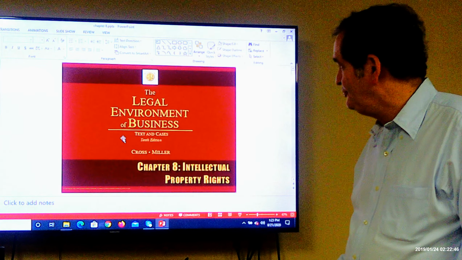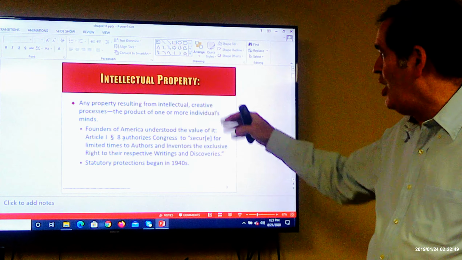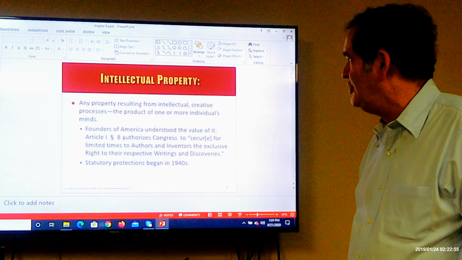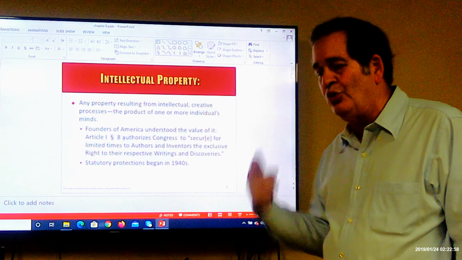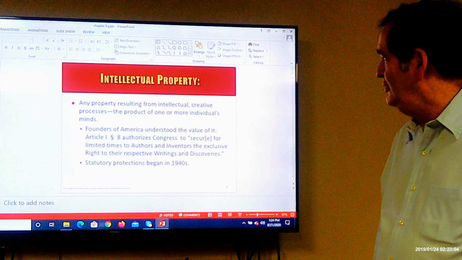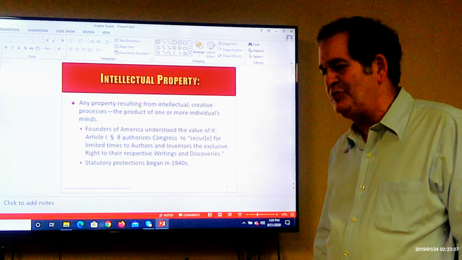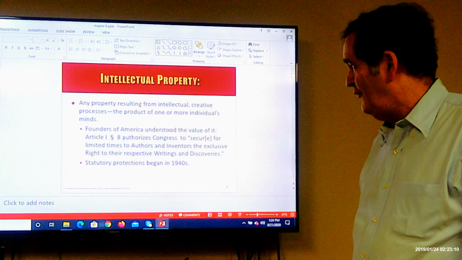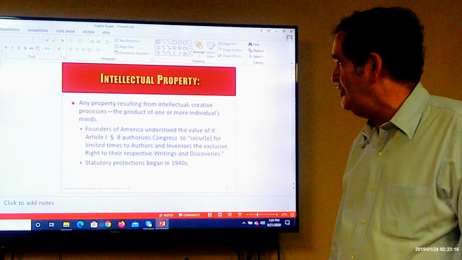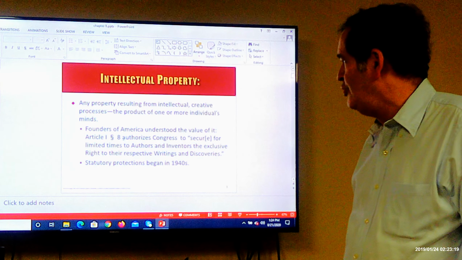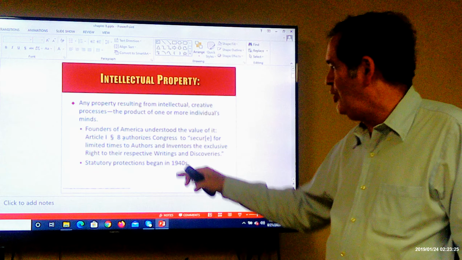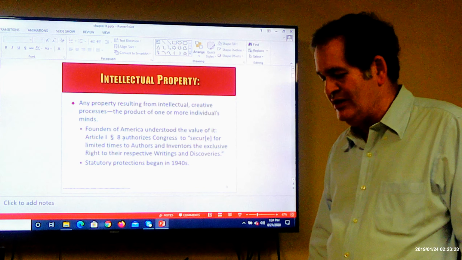Okay, so intellectual property is defined as any property resulting from the intellectual creative process, the product of one or more individuals' minds. Okay, so that's the definition. This was understood as being extremely important by our founding fathers. And in Article 1, Section 8 of the Constitution, they said that Congress was authorized to secure for limited times to authors and inventors the exclusive right to their respective writings and discoveries. So statutory protections actually began in the 1940s.